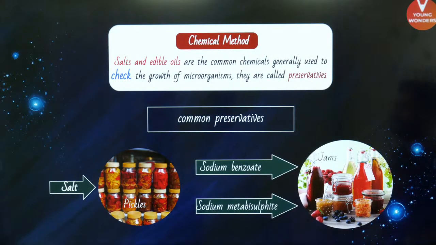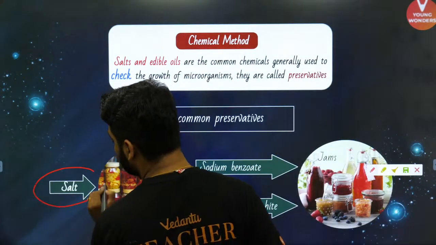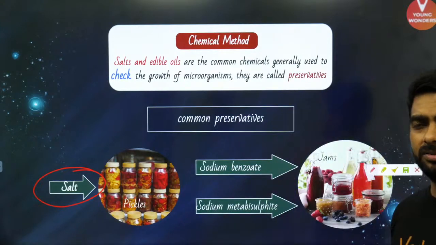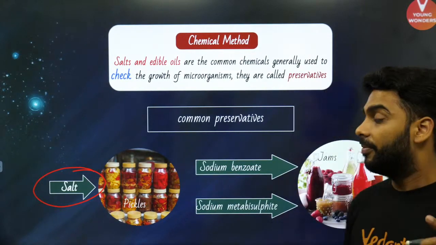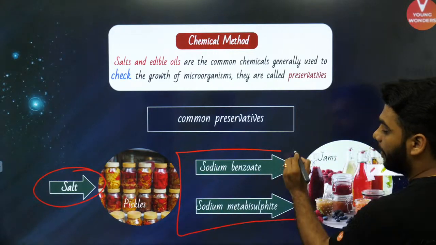So, chemical methods. Salts and edible oils are the common chemicals generally used to check the growth of microorganisms, and these are called preservatives. Salt is a very commonly used preservative. But the chemical preservatives are sodium benzoate and sodium metabisulfite.